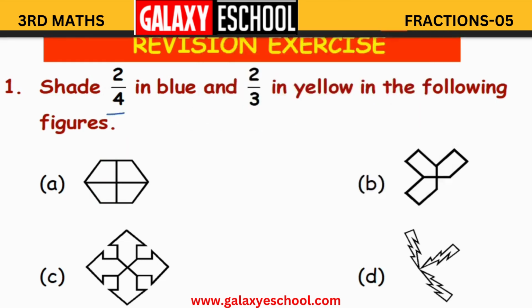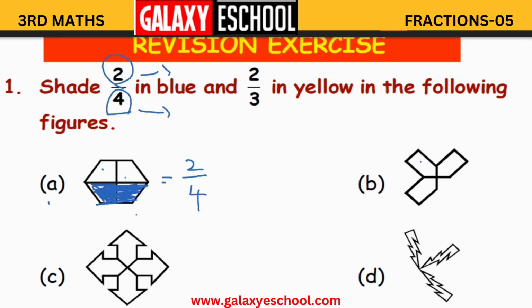Now I am having blue here. Okay. 2 by 4 means what? Out of 4 portions, 2 portions should be shaded in blue. Now if you look at figure A, it is divided into 4 parts. Yes. So here I have to shade 2 parts in blue. So this is 1 and 2. So when I shade these 2 parts in blue, this will represent what, children? It will represent the fraction 2 by 4.